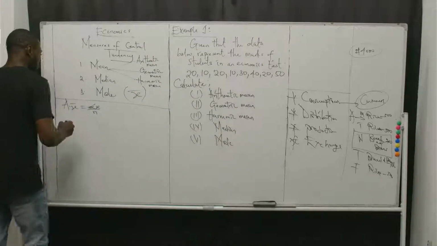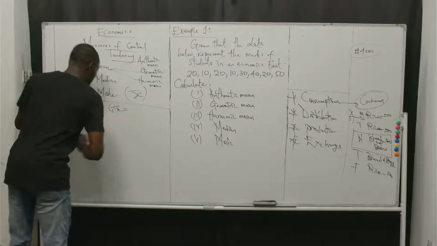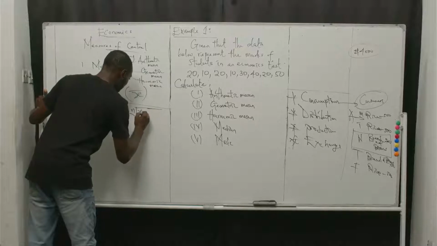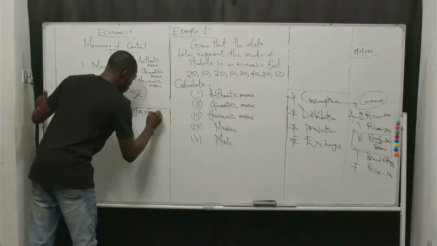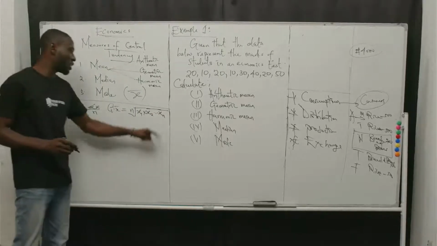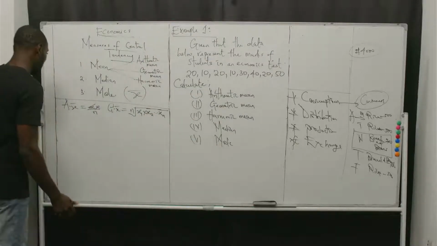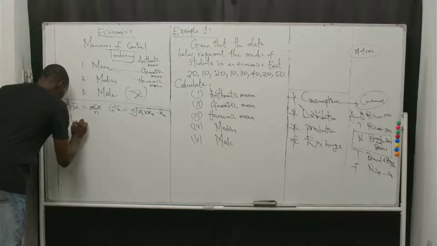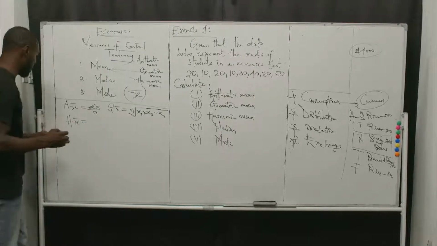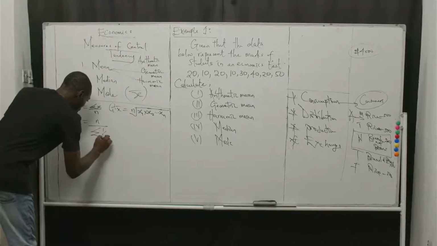Then geometric mean, that is GX bar. I'll be having the nth root of x1 times x2 up to the point of Xn. Okay? Xn simply means the last x value or the last observation. Then harmonic mean, HX bar. That is an inverse of the arithmetic mean. And that will be n over summation 1 over x.